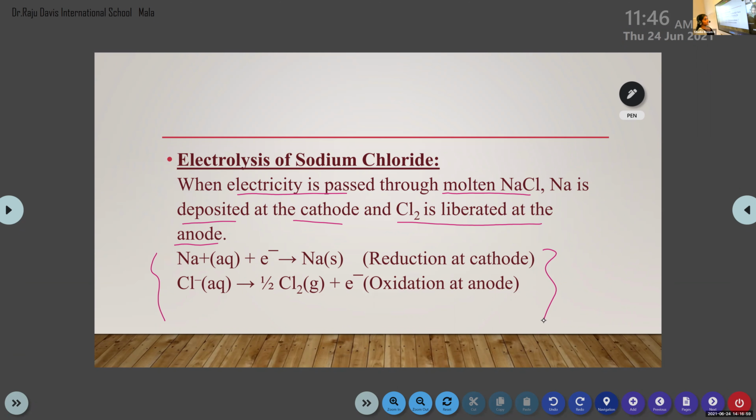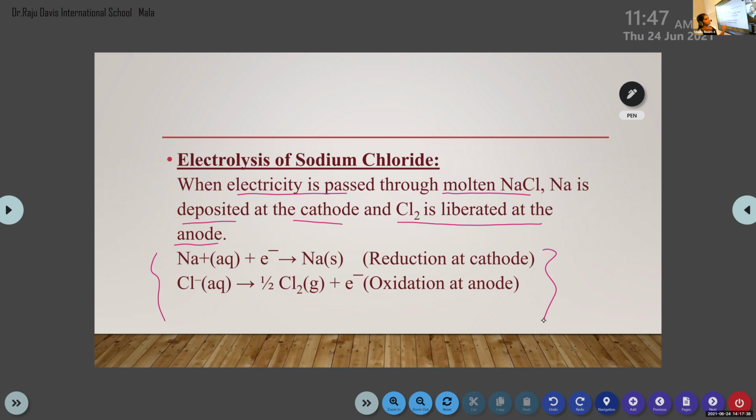But in the case of electrolysis of aqueous sodium chloride, that means sodium chloride dissolved in water, the products are different because there are four types of ions there. Sodium is there, chloride is there, then in the case of water, H plus ions and OH minus ions are there. So there will be some competition between these anions and cations to become oxidized and reduced. So the products will be different from this one.